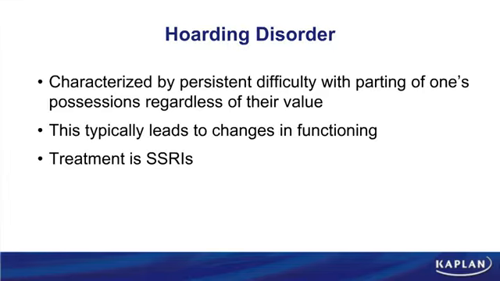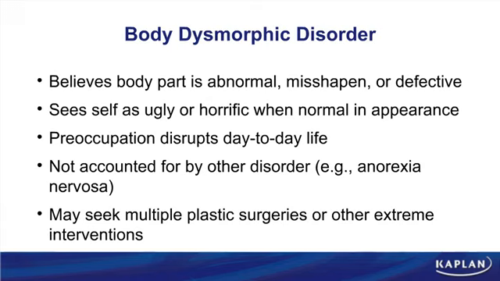Body dysmorphic disorder is a disorder that, if you recall in DSM-4, was in a different chapter, which was the somatoform disorders. DSM-5 came and put it in the OCD section. So body dysmorphic disorder is an individual who believes that some part of his body is abnormal, misshapen, or defective. So they're constantly looking at themselves in the mirror. They see themselves as having something abnormal, so they think their nose is too big, their ears are misshapen, their hands are too small. It is going to affect their day-to-day life, so it does affect their functioning.